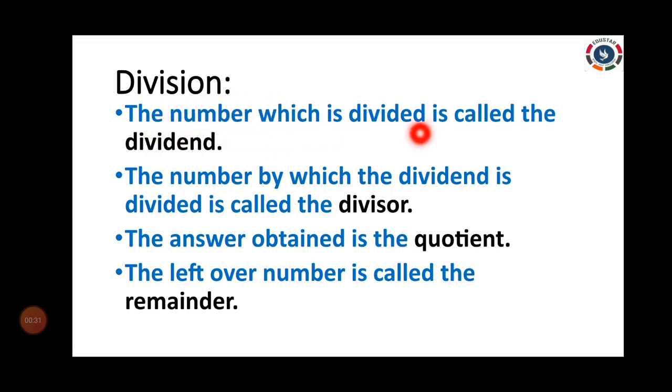The number which is divided is called the dividend. So the first line is blue in color, the dividend word black in color. The number by which the dividend is divided is called the divisor. The number obtained is the quotient. The leftover number is called the remainder. So how I presented, you have to present like that.